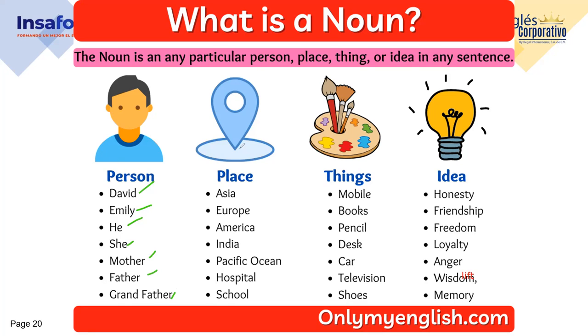Also, we have another kind of nouns that refer to different places. Places such as proper names, Asia, Europe, America, India, Pacific Ocean. These are proper names for places.